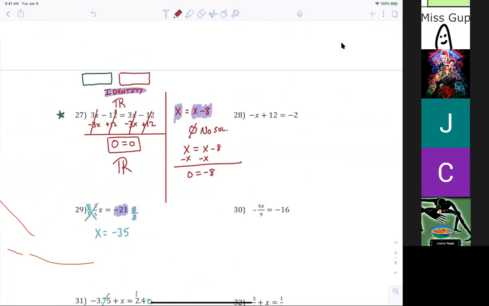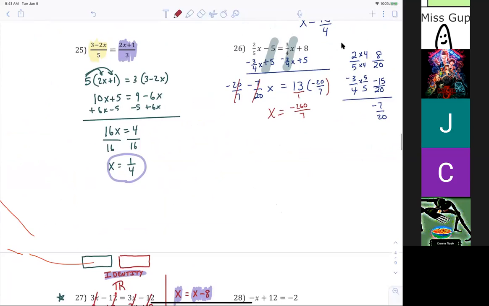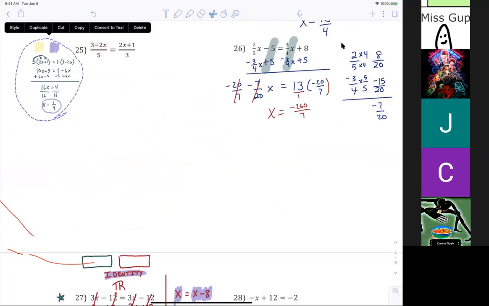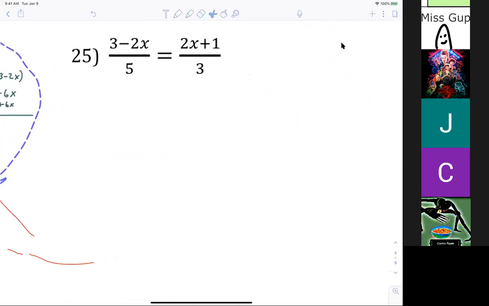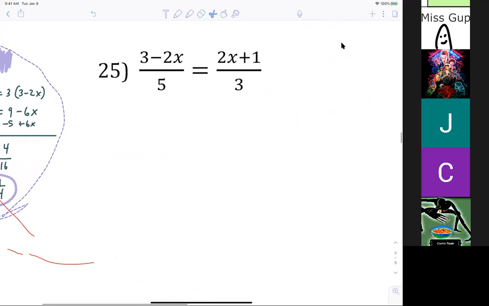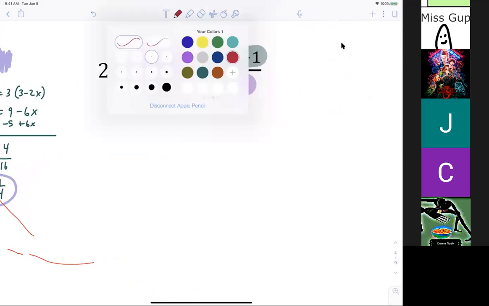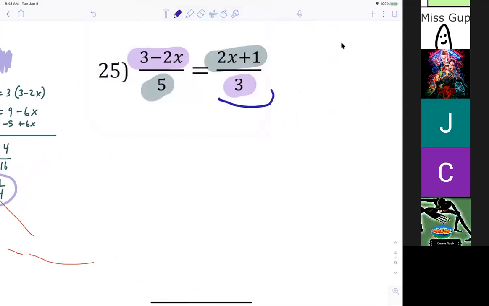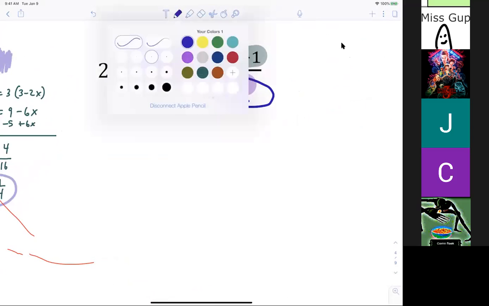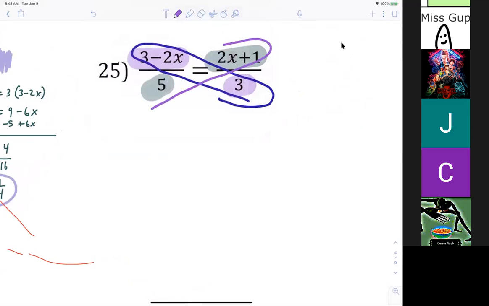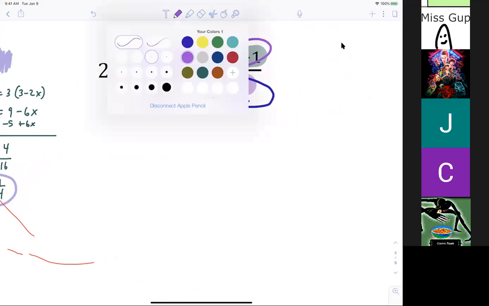Now, basically what I want to do is, I'm going to wipe out 25, and we're going to do number 25 together, because I noticed it was a proportion, and I want to just review that with you. All right, so you have to remember, when you're solving a proportion, you cross multiply. So you're going to multiply the 5 and the 2x plus 1, and you're going to multiply the 3 minus 2x times the 3. All right, why they call it cross multiply is because you're going this direction crosswise, and you're going this direction. All right, so let's go ahead and set that up now.